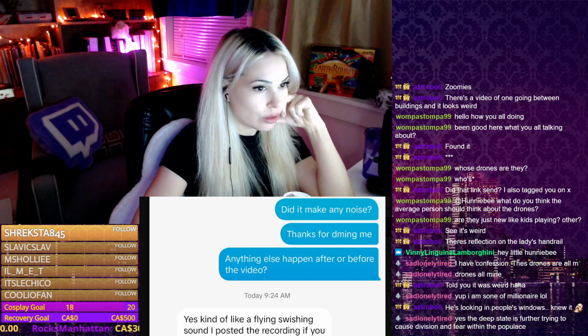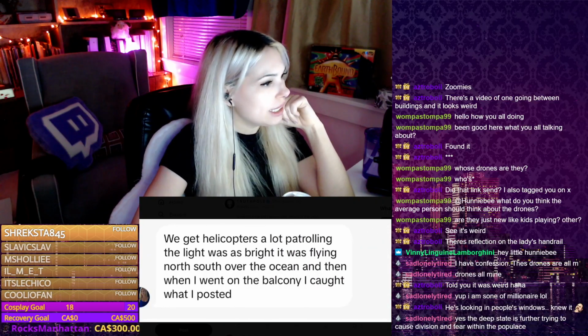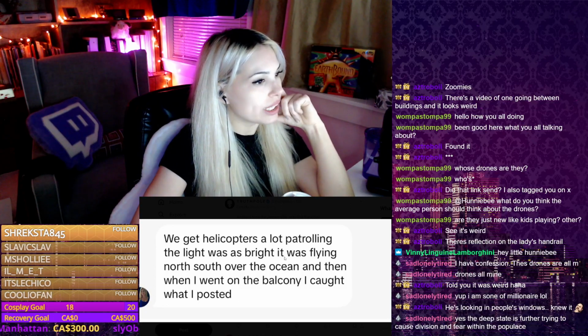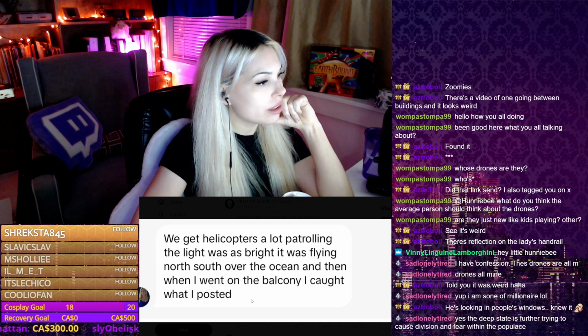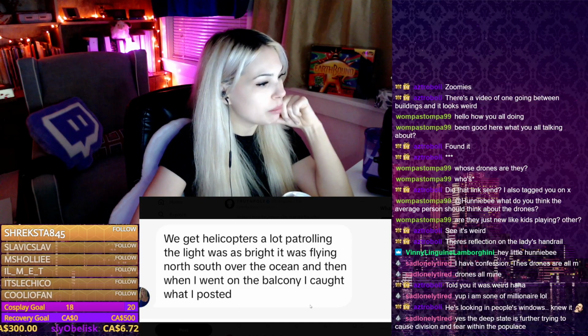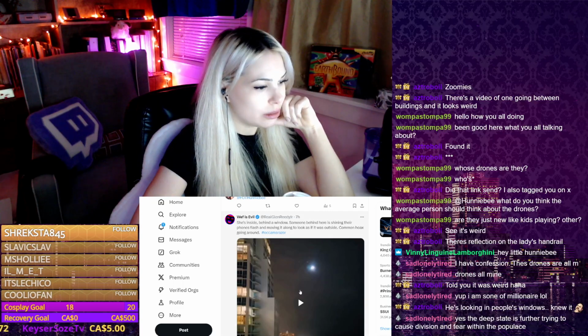Posted it where? We get helicopters a lot patrolling. The light was as bright. It was flying north-south over the ocean, and then when I went on the balcony, I caught what I posted. She's inside behind a window.